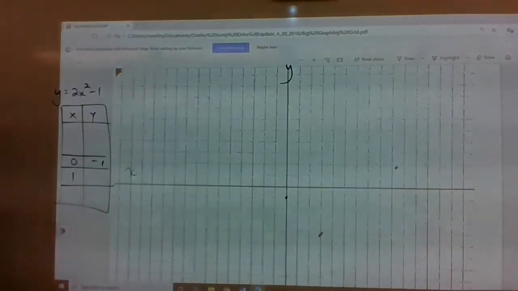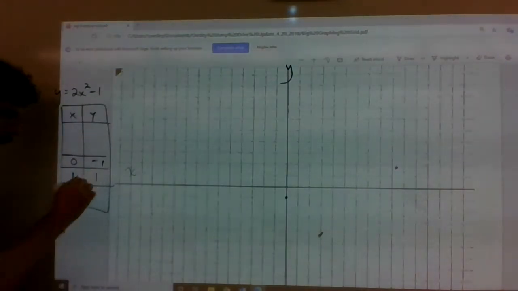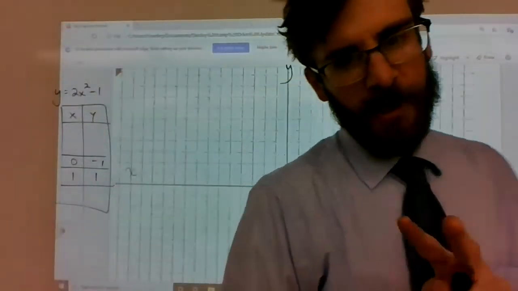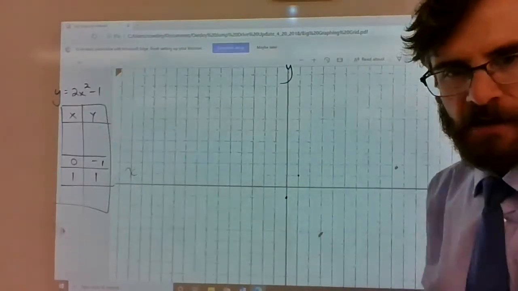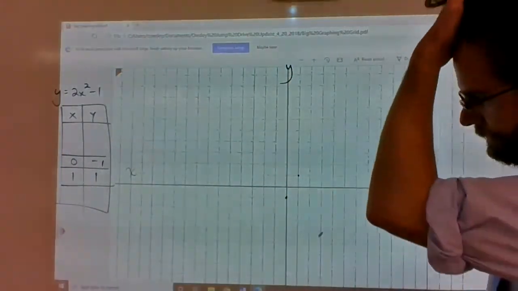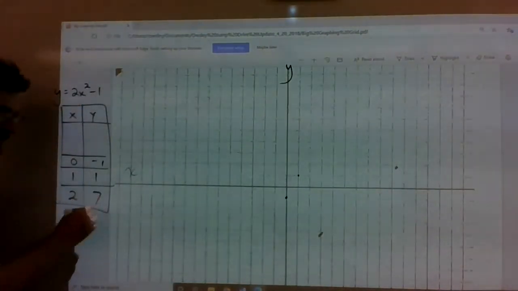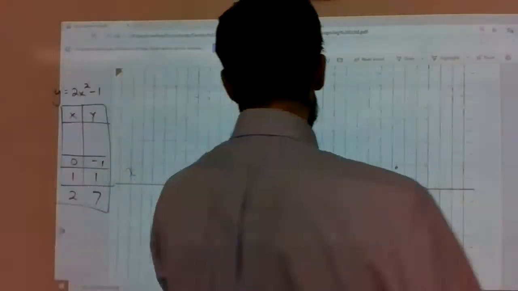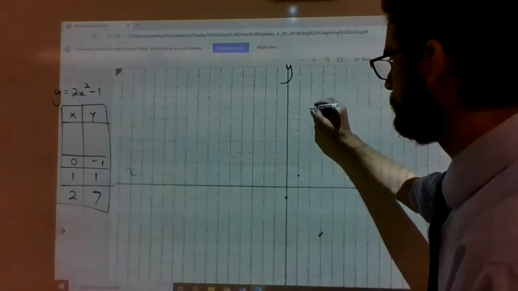Now I'm going to plug in 1. 1 squared is 1. 1 times 2 is 2. 2 minus 1 is 1. I got a second data point. The data point input 1, output 1 works for y equals 2x squared minus 1. And then you can just continue with this. You plug in 2 here. You get 7 as an output. So input 2, output 7.